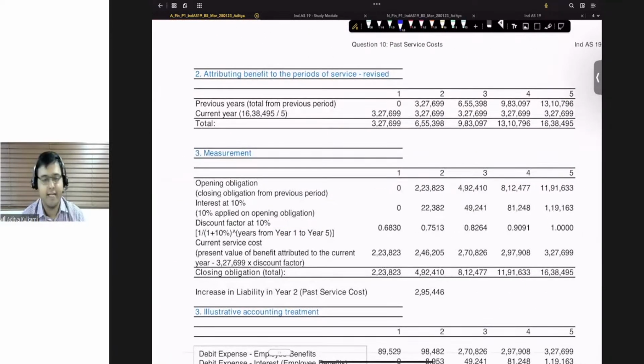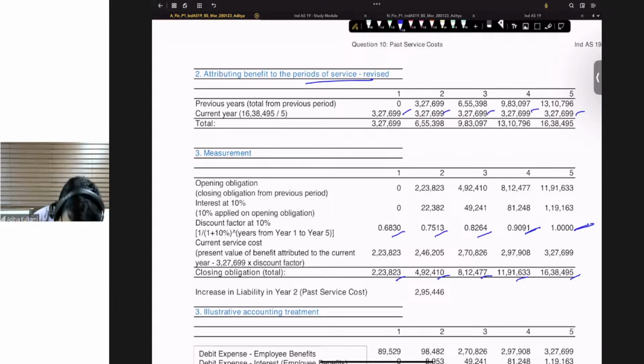Now let us proceed to attribute it. So 16,38,000 by 5, 1, 2, 3, 4, 5. So this is attributing to the periods of service revised. Measurement. Now I have to do the measurement. So therefore, I will do the reverse discounting the same way as present value: first year discounting, second year, third year, fourth year, and then you multiply the discounting factors. 3,27,000 into the discounting factor. So that gives you the current service cost, which is the opening based on which the finance cost is recorded. So your obligation is getting built up.